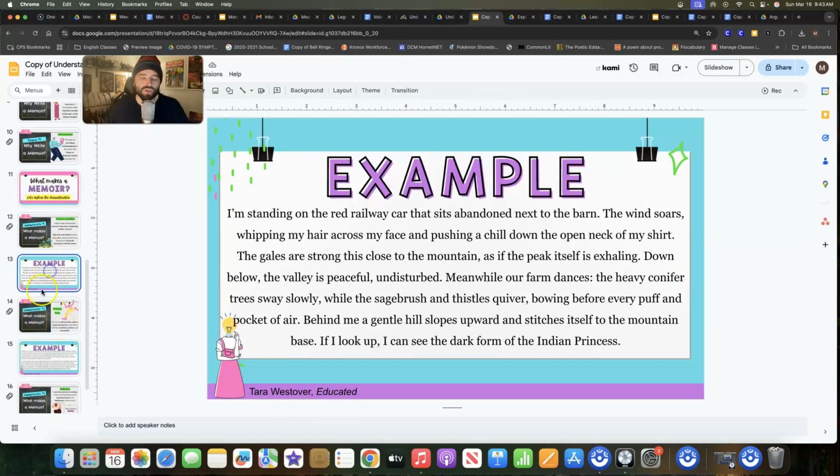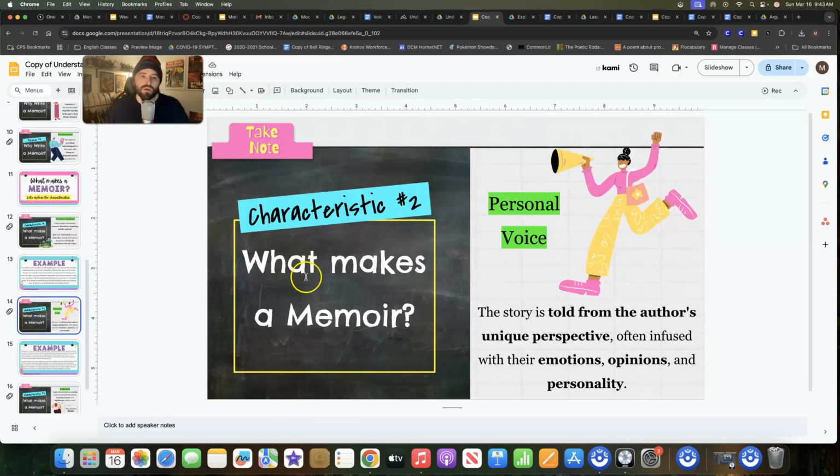So it's much shorter, but it's very detailed. The second thing that makes it a memoir is that it gives a personal voice. The story is told from the author's unique perspective, often infused with their emotions, opinions, and personality.